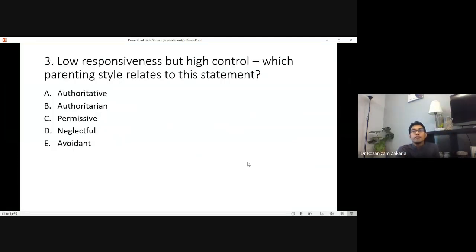Okay. Low responsiveness, high control. Which parenting style relates to this statement? Low responsiveness, high control. Okay, cepat. Tengok sikit depan. Authoritarian ke, authoritative, permissive, neglectful, avoidant. B. Orang B. Okay, alright. So jawapan dia adalah B, authoritarian. Okay, so sangat controlling tapi tak responsive.